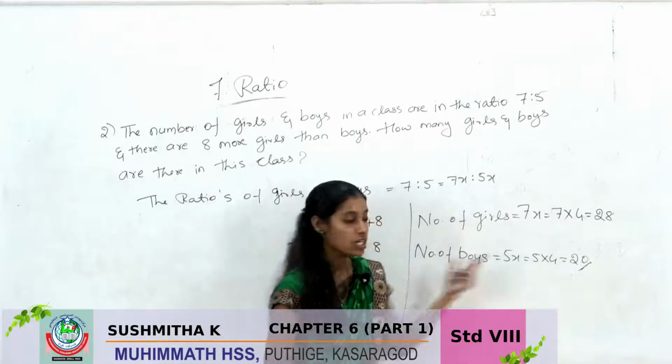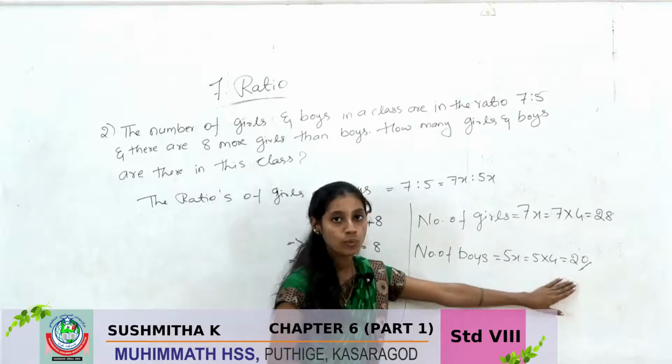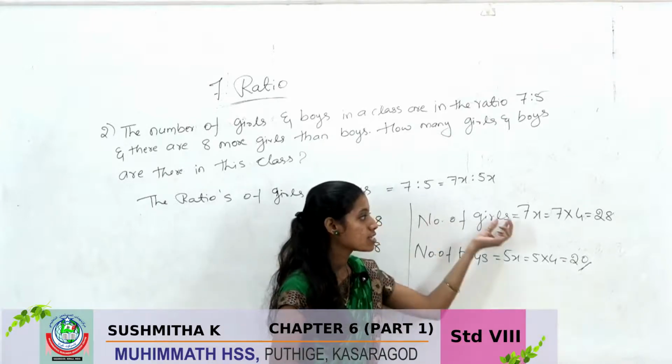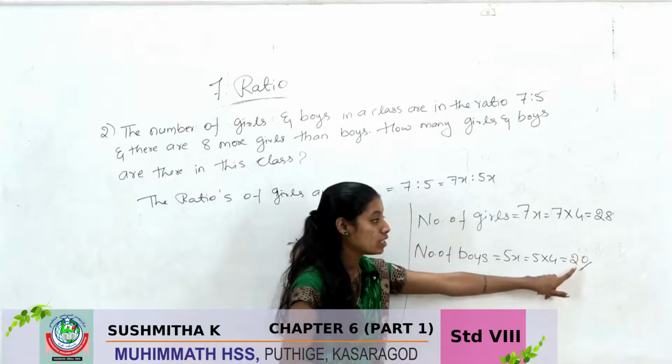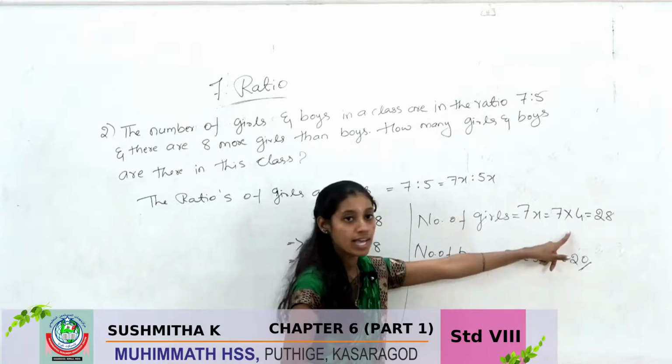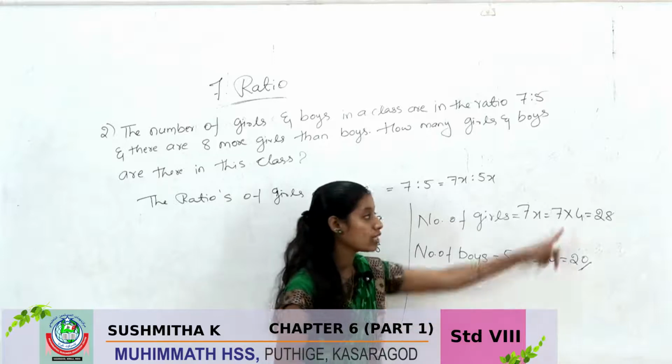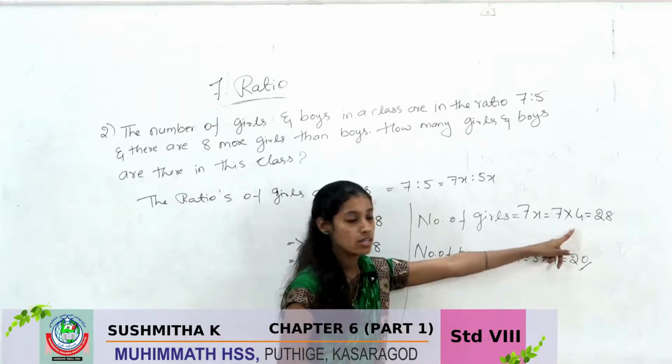So here the number of boys is 20 and the girls are 28. Look at here, the number of girls are more than, sorry, the number of boys is less than the number of girls.